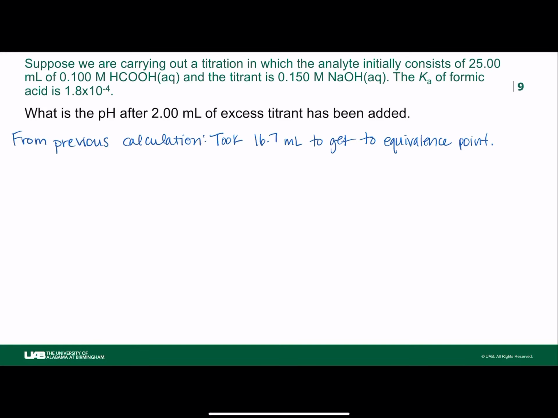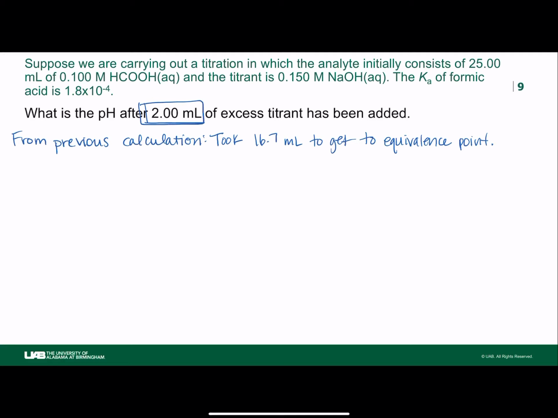Our last calculation for our weak acid strong base titration asks us to go just past the equivalence point, 2 milliliters past to be precise, and figure out what the pH of the solution would be. So we need a couple of pieces of information as we come into this.